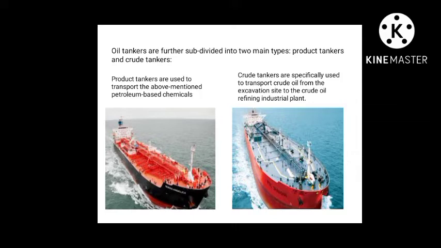So oil tankers are further subdivided into two main types: product tanker and crude tanker. Product tankers are used to transport the above mentioned petroleum based chemicals. The crude tankers are specifically used to transport crude oil from the extraction site to the crude oil refining industrial plant.